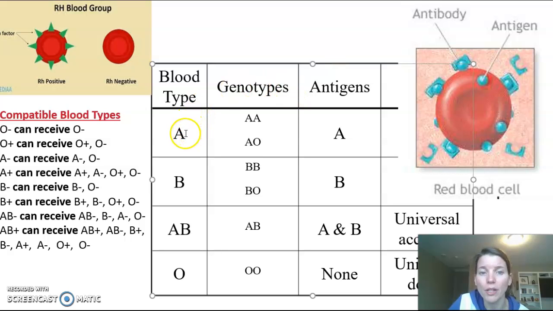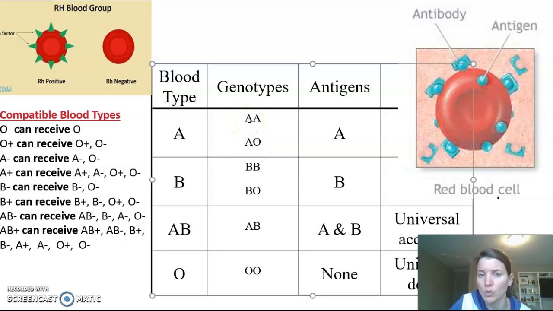So if you have A blood, your alleles are either AA or AO. Remember, A and B are both dominant. So if you have AO blood, you still have A blood because that O is recessive. That A masks or covers up the O. So the O, in a sense, is kind of neutral in this situation.